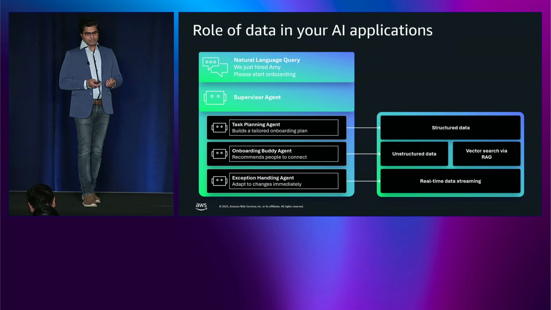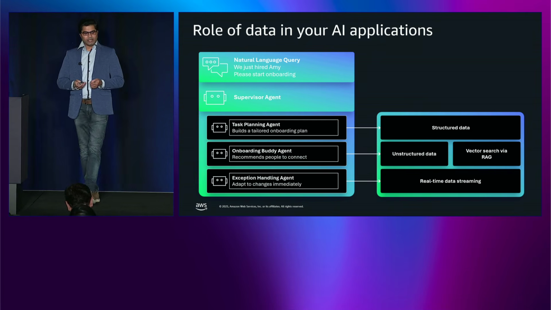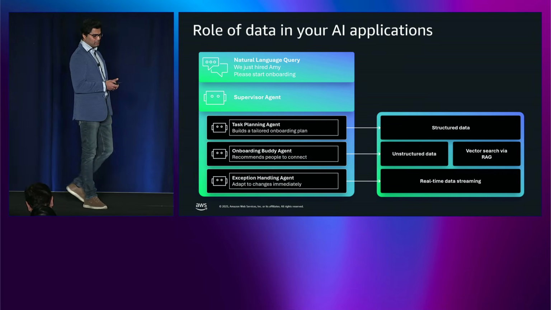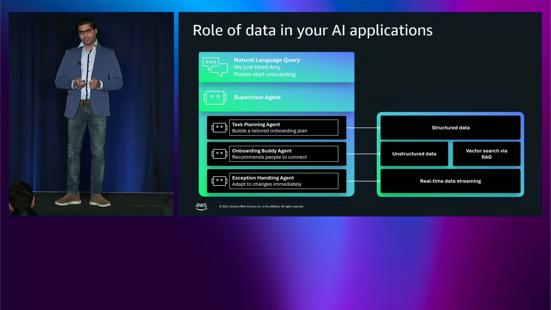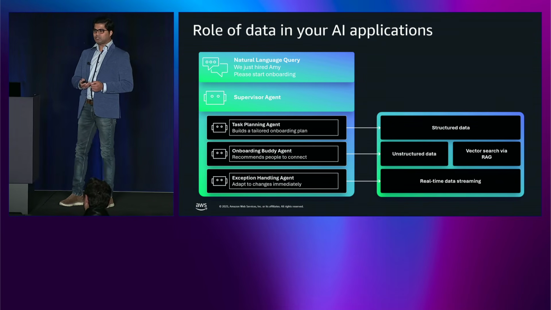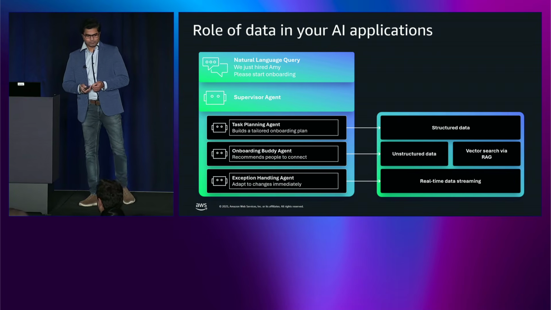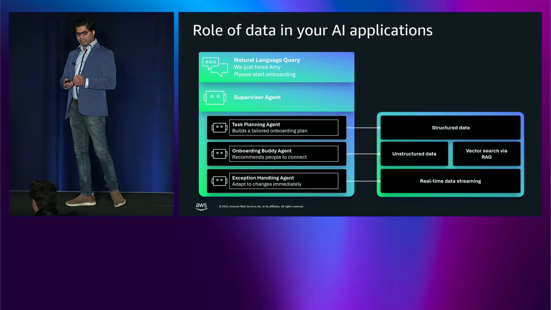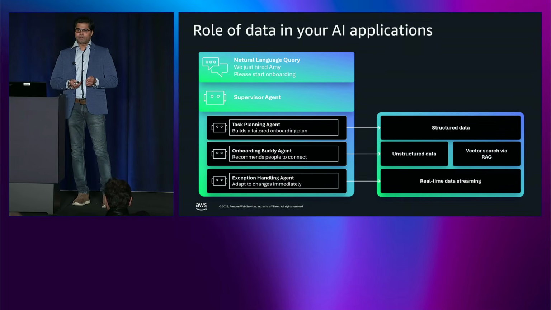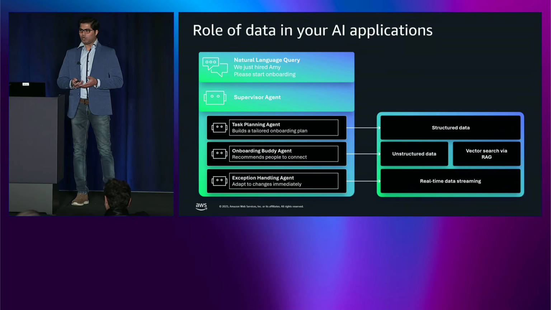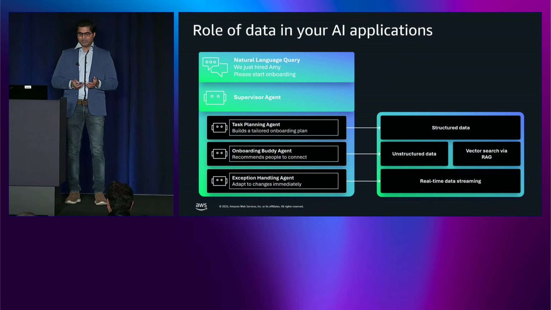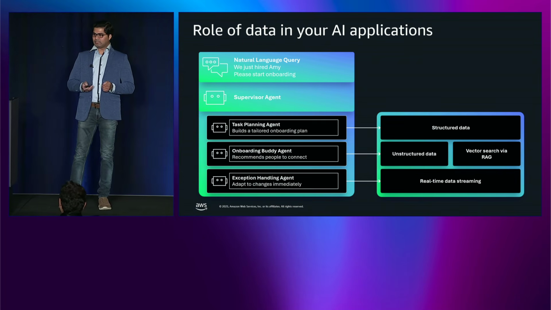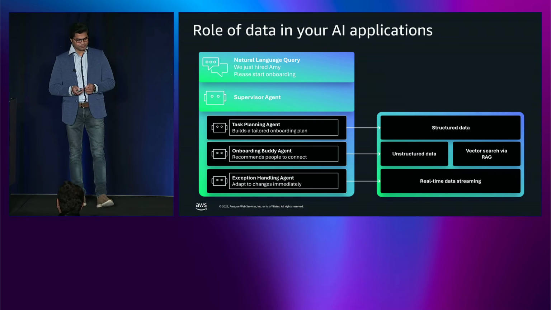The first agent is a task planning agent, which is building a tailored onboard plan for Amy. And the second one is an onboarding buddy agent, which recommends Amy to meet the co-workers based on her profile, role, and background. And the third one is an exception handling agent, which gets kicked in if something doesn't go as planned. For example, maybe Amy's joining date is delayed, or maybe Amy's device gets delayed. Then the exception handling agent can rerun approvals, update the agents to make sure everything is going as per plan.